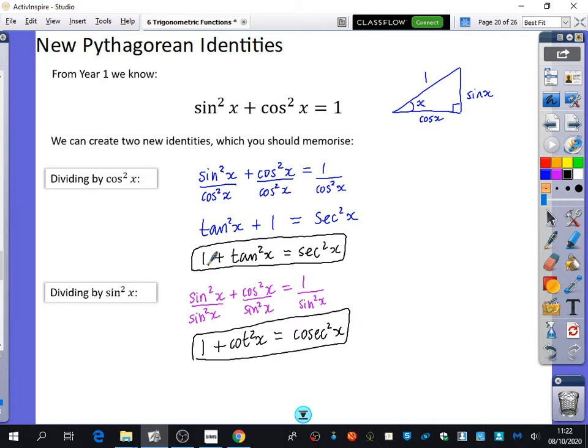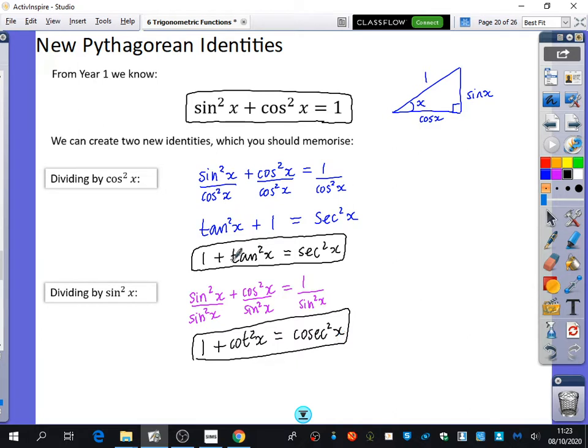So the three of them that we've got, there's sine squared plus cos squared is 1, 1 plus tan squared is sec squared, and 1 plus cot squared is cosec squared. Really, all 6 of them are being used. Sine and cos are being used in the first one, tan and sec are being used in the next one, and cot and cosec in the last one.